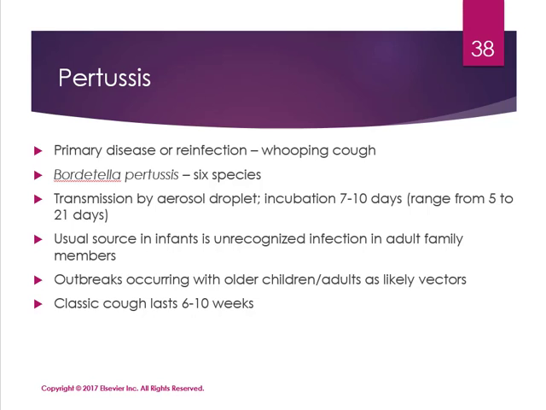The usual source in infants is an unrecognized infection in an adult family member. There appears to be more outbreaks of pertussis despite vaccinations of adolescents and adults. Usually the source in infants, as we talked about, was a family member, but older children and adults are likely the vectors for the disease, as they have lessened symptoms and they may be mild or be more of an atypical course of treatment. The cough typically can last anywhere from 6 to 10 weeks.